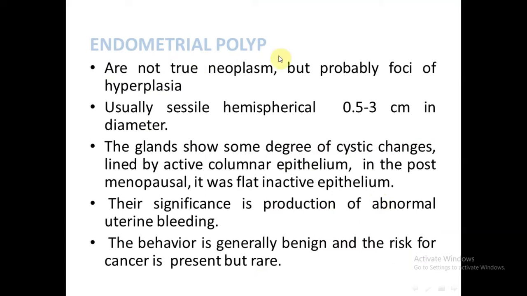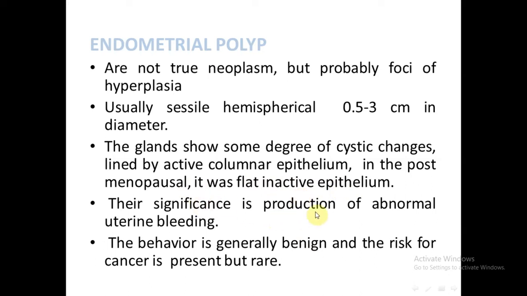Now, endometrial polyp. Endometrial polyps are not true neoplasms, but probably foci of hyperplasia. Usually sessile, hemispherical, not more than 3 cm in diameter. The glands within the endometrial polyp are hyperplastic because they show cystic changes and are lined by active columnar epithelium. This mostly occurs in perimenopausal women. When we see an endometrial polyp in perimenopausal or premenopausal women, we can see cystic dilation, and this means there are hyperplastic features. But when we see it in postmenopausal women, the epithelium is inactive, flat, and atrophic.